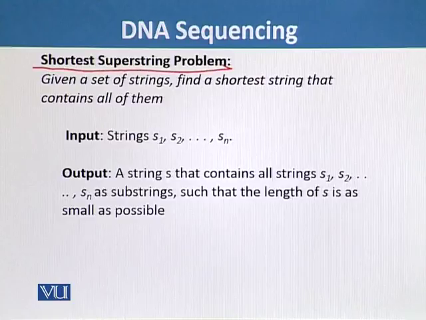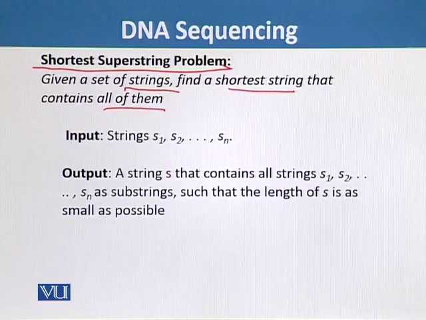problem. And the problem statement is that if we are given a set of strings, we have to find the shortest string that contains all of them. That means that we have to find the superstring that contains all of the substrings. So for this we have to give the input to the algorithm, and the input will be the strings of different sizes S1, S2, S3 and up to Sn.